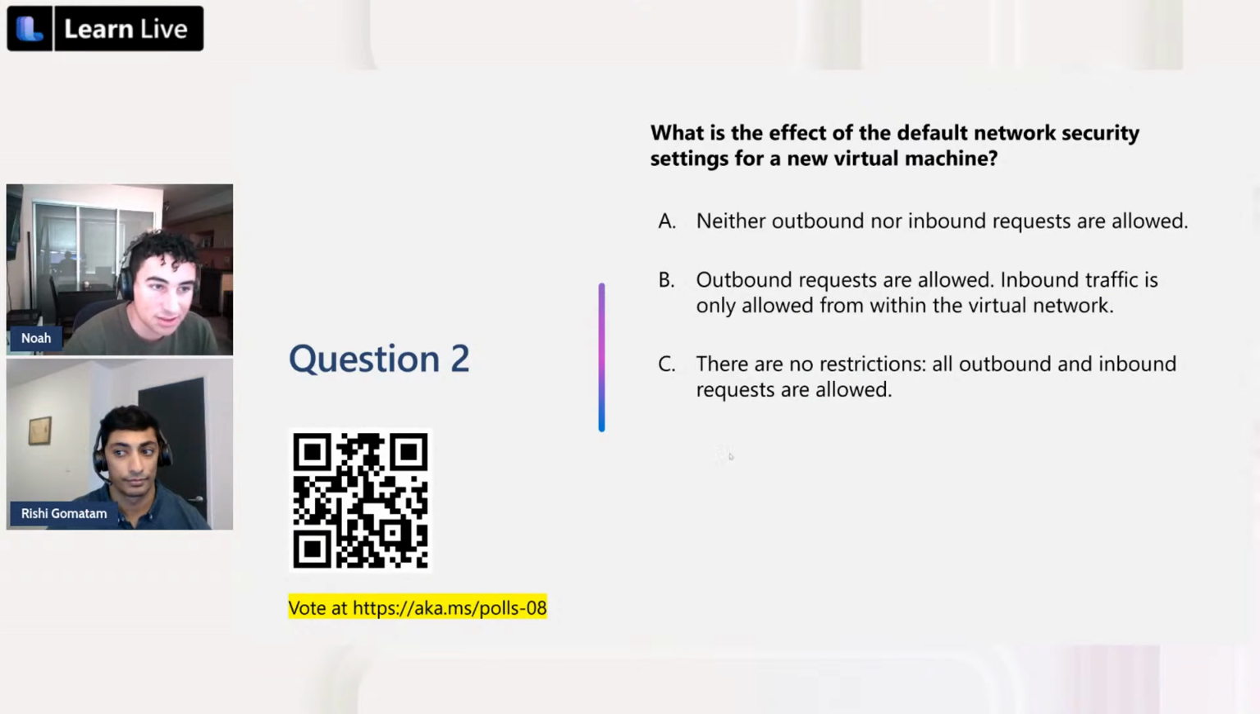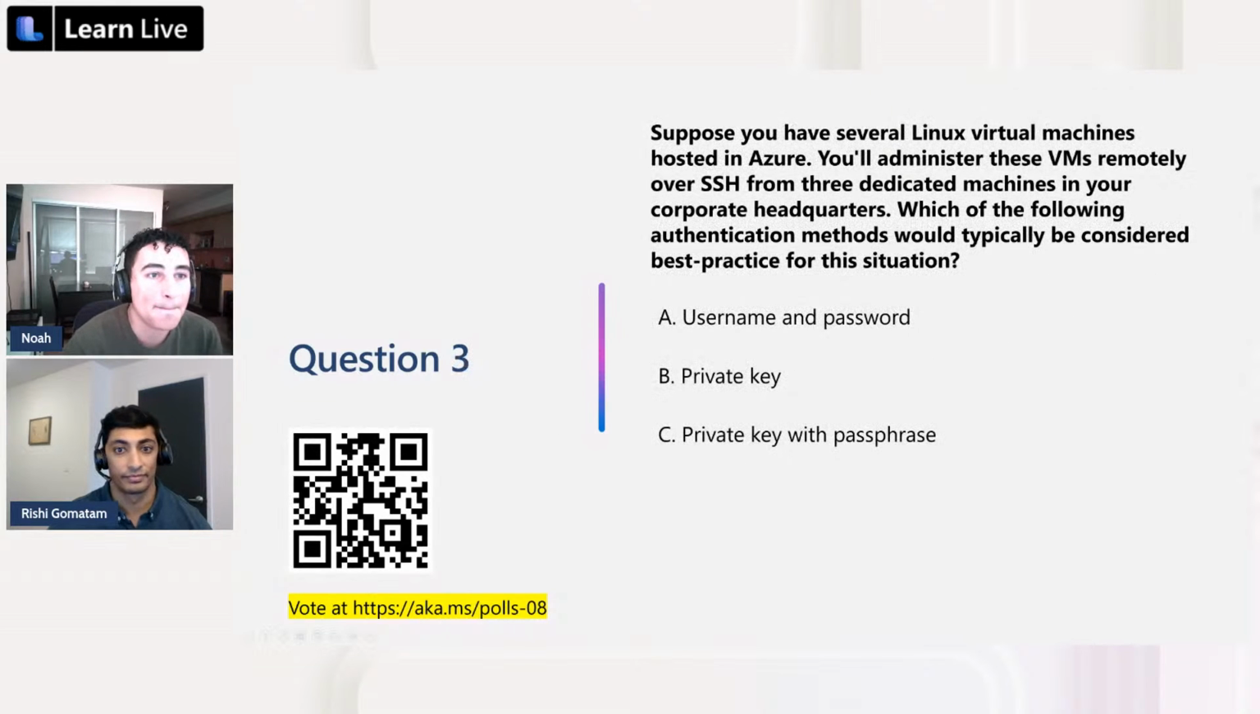We've got one final question before we wrap up today. Question 3. So I'll read the question for everyone. You can access the question there at the QR code and the link, the same as the previous 2 questions. So Rishi, suppose you have several Linux virtual machines hosted in Azure. You'll administer these VMs remotely over SSH from 3 dedicated machines in your corporate headquarters. Which of the following authentication methods would typically be considered best practice for this situation? I know we covered this maybe kind of halfway through the presentation, so it might be stale in everyone's mind, but we'll wait a couple minutes.